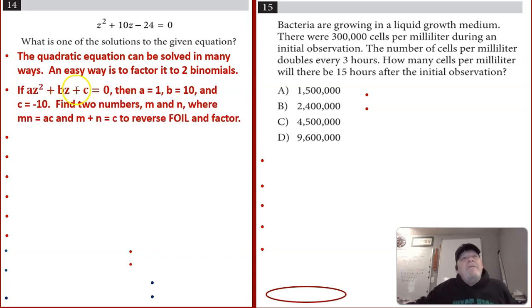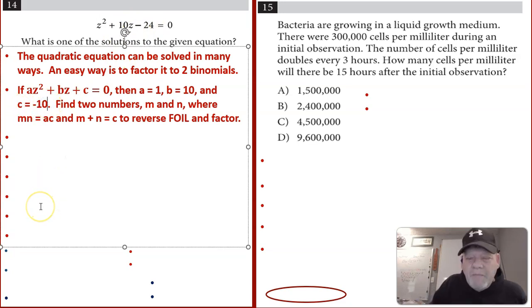So if I have az squared plus bz plus c, and I use z's instead of x's here, and it equals 0, then in this equation, see how there's no number in front of the z squared? So that a would be 1. And then in front of the z, there's a 10, so that's going to be my b. So b is 10. And then c is the number you're adding to it. And since that's minus 24, that means c would be not minus 10, but minus 24. So that was a typo.